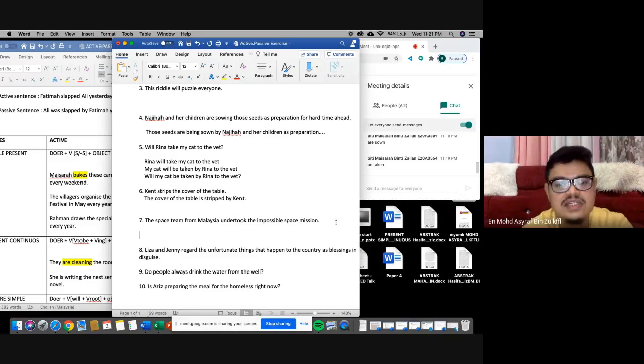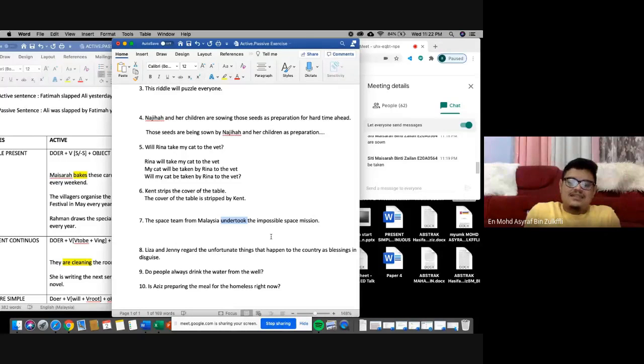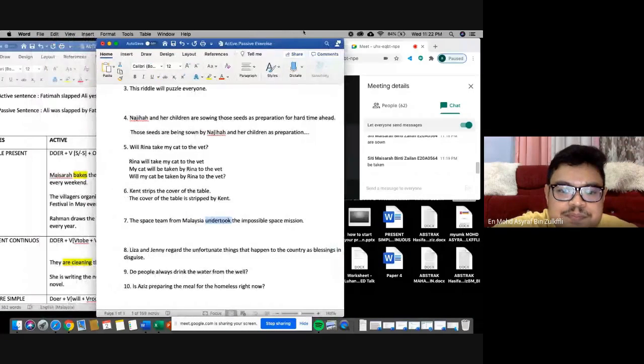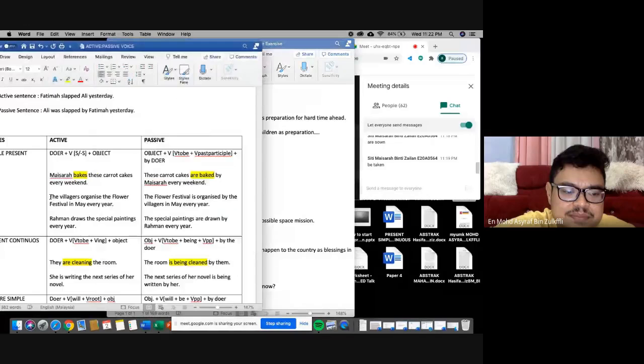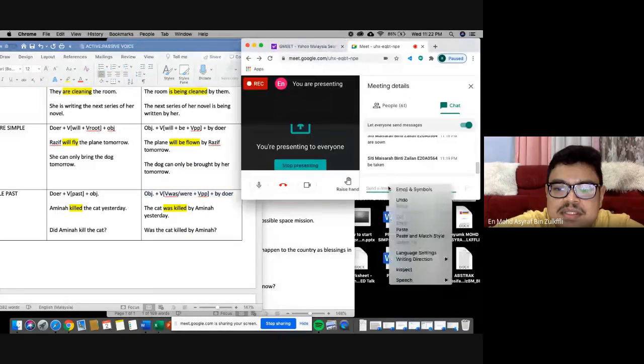Okay, next, number 7. The space team from Malaysia undertook the impossible space mission. So what tense is it? Undertook. Simple past, yes. So try to change it into passive voice. Here, was or were plus past participle. This is the formula.